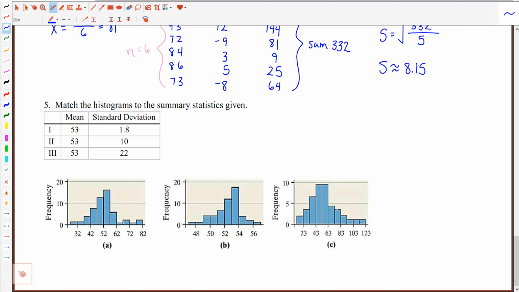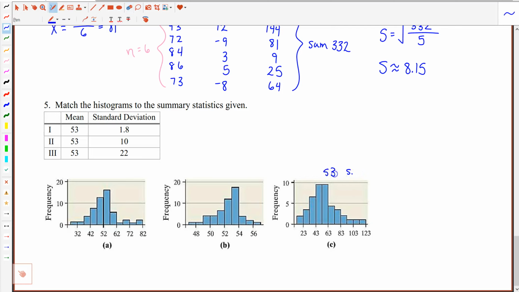If we start looking at the numbers on the horizontal axis and how that relates to the bars, notice on this last one, the bars go all the way from values below 20 to values in the 120s. None of these other histograms have that same sort of spread on this axis. They don't have that much variability in the data. So in this last histogram, this is going to be the one that's going to have the highest standard deviation. So this one's going to have a mean of 53 and a standard deviation.